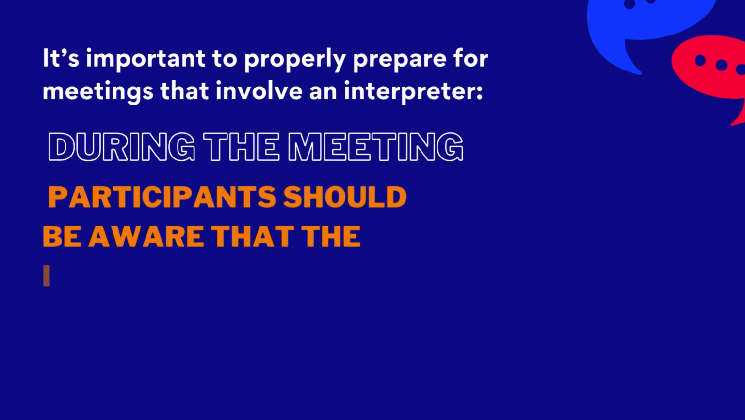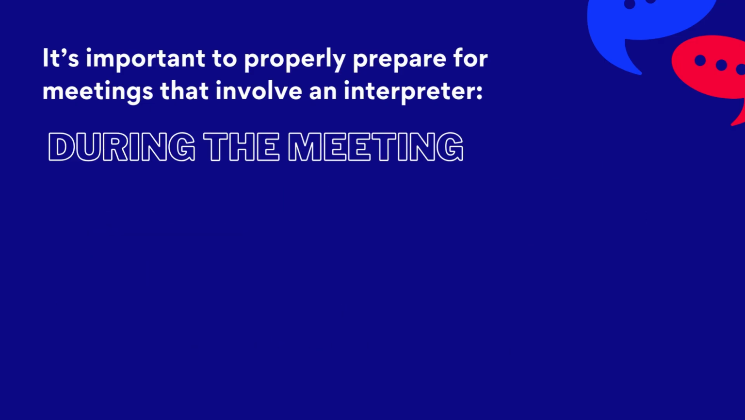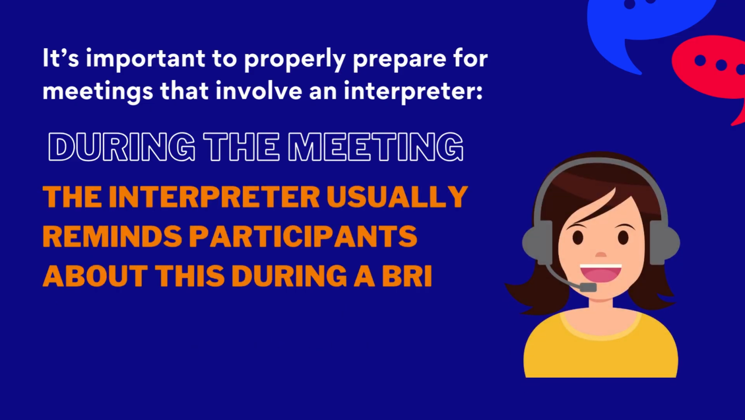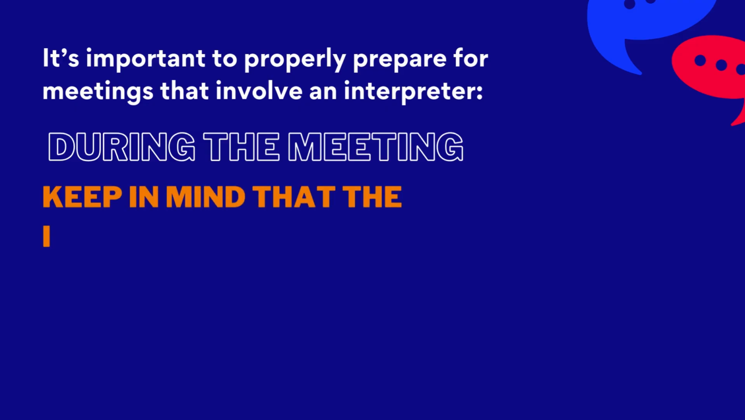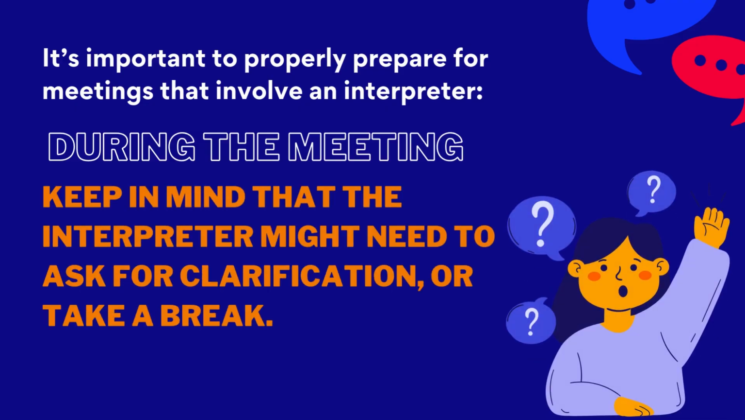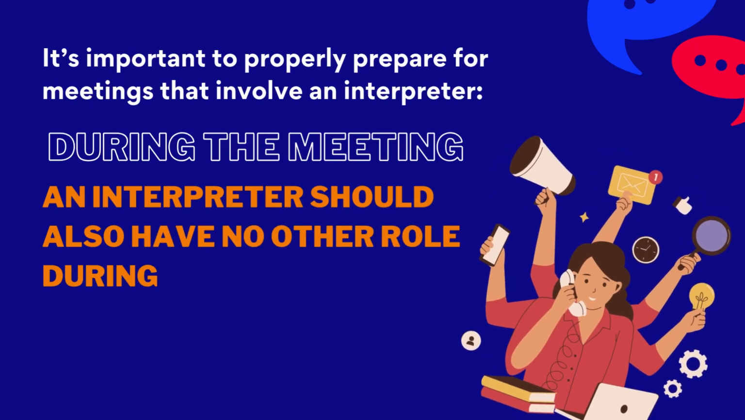During the meeting, participants should be aware that the interpreter will relay everything that is said, how it is said. The interpreter usually reminds participants about this during a brief introduction before the meeting starts. Keep in mind that the interpreter might need to ask for clarification or take a break. An interpreter should have no other role during the meeting.